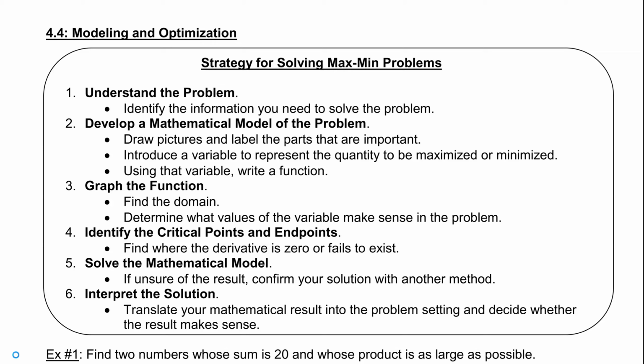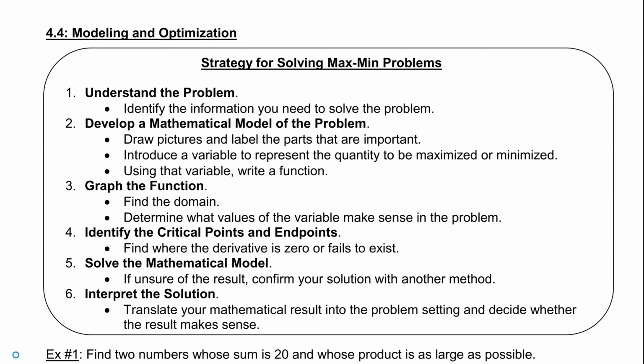First, we have to actually understand the problem, right? So you have to read the problem and say, okay, here's what I have, here's what I need. Identify the information you need to solve the problem, then develop a mathematical model of the problem. This is probably one of the hardest parts. You can draw a picture and label the parts that are important. That'll help, but really, the main thing I'm worried about is you being able to introduce a variable to represent the quantity to be maximized or minimized. So you're supposed to have everything in terms of one single variable.